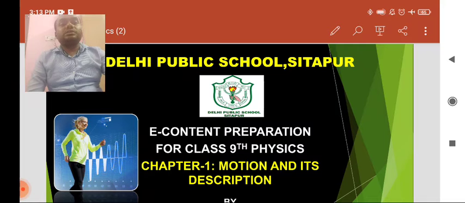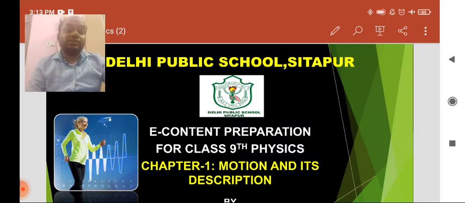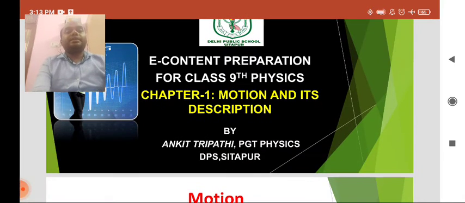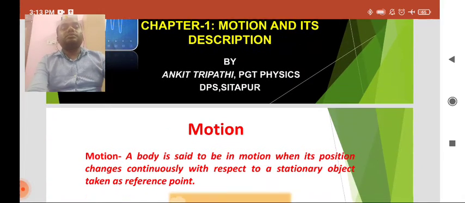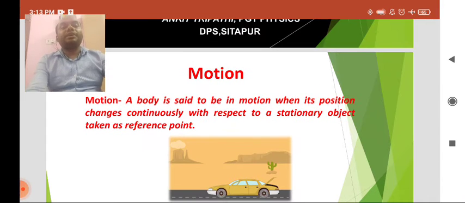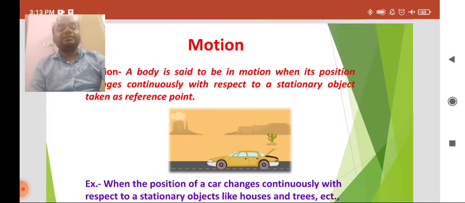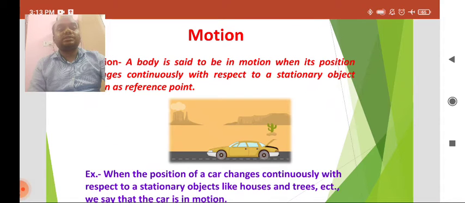Today we talk about motion. What is motion? This is one very important question in this chapter. I can define it: a body is said to be in motion if its position changes continuously with respect to a stationary object taken as a reference point. This is called motion.